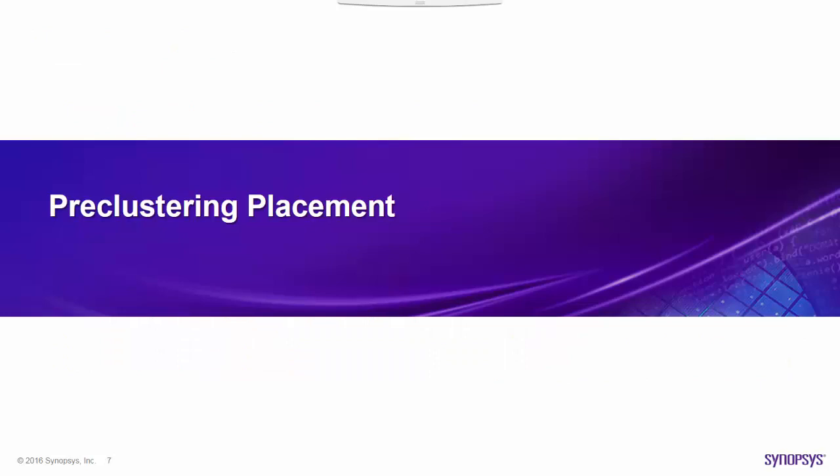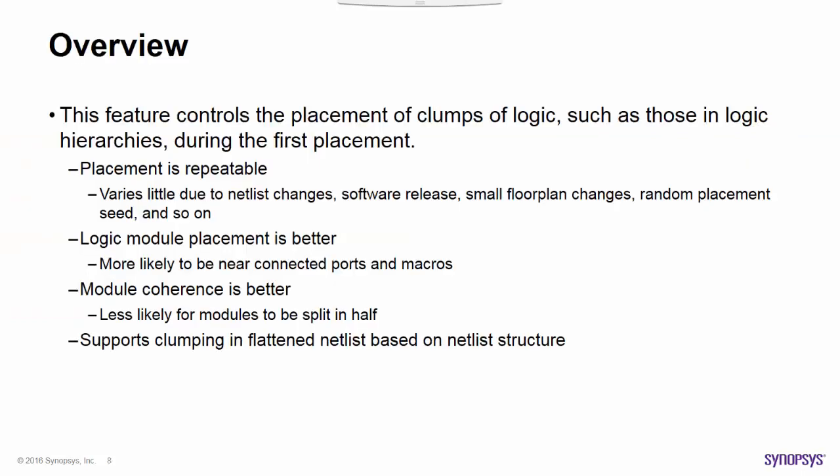Let's move on to the next feature, that is pre-clustering placement. This new feature is available from release 2016.03-SP5 and it is on by default. Overview. This feature mainly allows you to have repeatable placement results with minor changes, for example minor changes of netlist or floorplan and also software version change. It can also generate better module placement and it works even with a flattened netlist design as well.